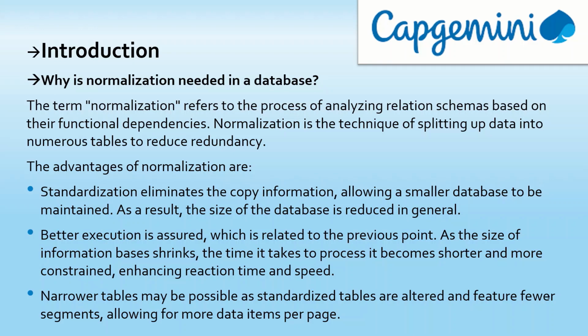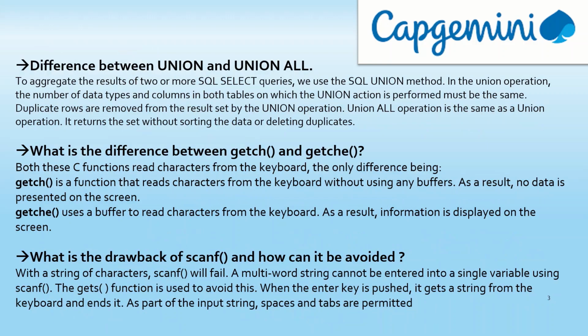The advantages of normalization are: standardization eliminates the copy information, allowing a smaller database to be maintained. As a result, the size of database is reduced in general. Better execution, which is related to the previous point. As the size of information bases shrinks, the time it takes to process it becomes shorter and more constrained, enhancing reaction time and speed. Narrower tables may be possible as standardized tables are altered and feature fewer segments, allowing for more data in item per page. Next is difference between union and union all.